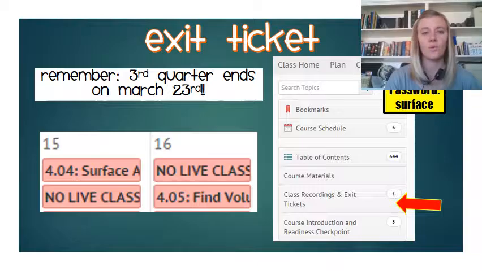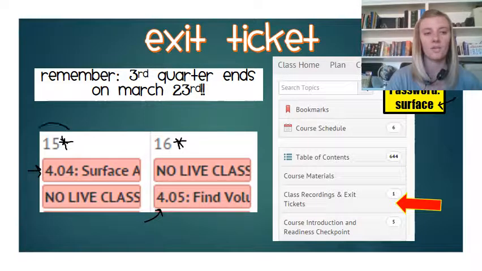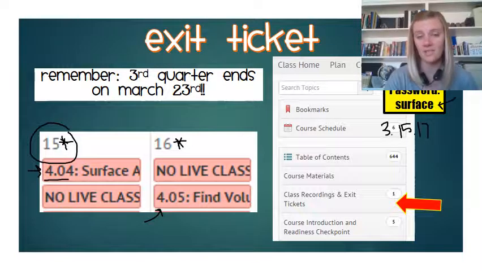All right, so remember that third quarter ends on March 23rd. Don't forget that you do have assignments both for Wednesday and Thursday. That would be this lesson that we just went over, 4.04 and 4.05. There will be a recording for that one as well. And you will have an exit ticket in the same place. It will be under the date of the 15th. So your exit ticket will be 3/15/17 exit ticket for the 4.04 lesson. So please make sure that you do that. Your password is Surface. And hopefully you guys do a great job on this quiz.